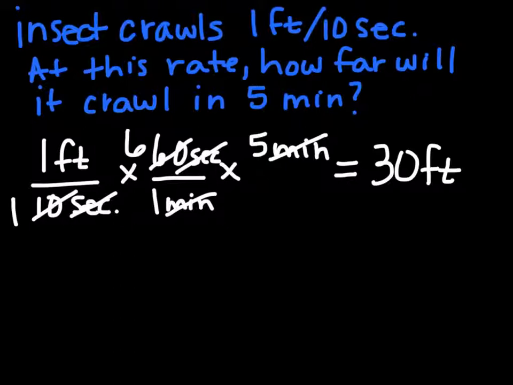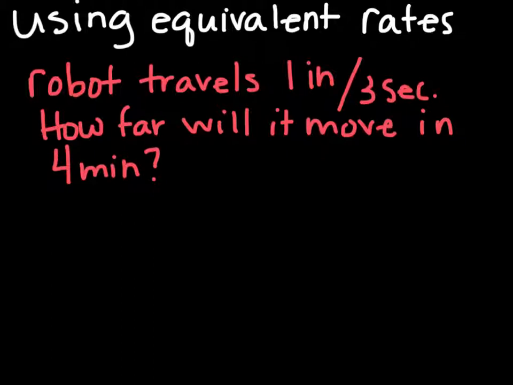All right, let's go on to our next idea. Here's another example that's very similar to the problem we just completed with the crawling insect. This, again, requires us to use equivalent rates to calculate a distance. So a robot travels 1 inch every 3 seconds. How far will it move in 4 minutes?